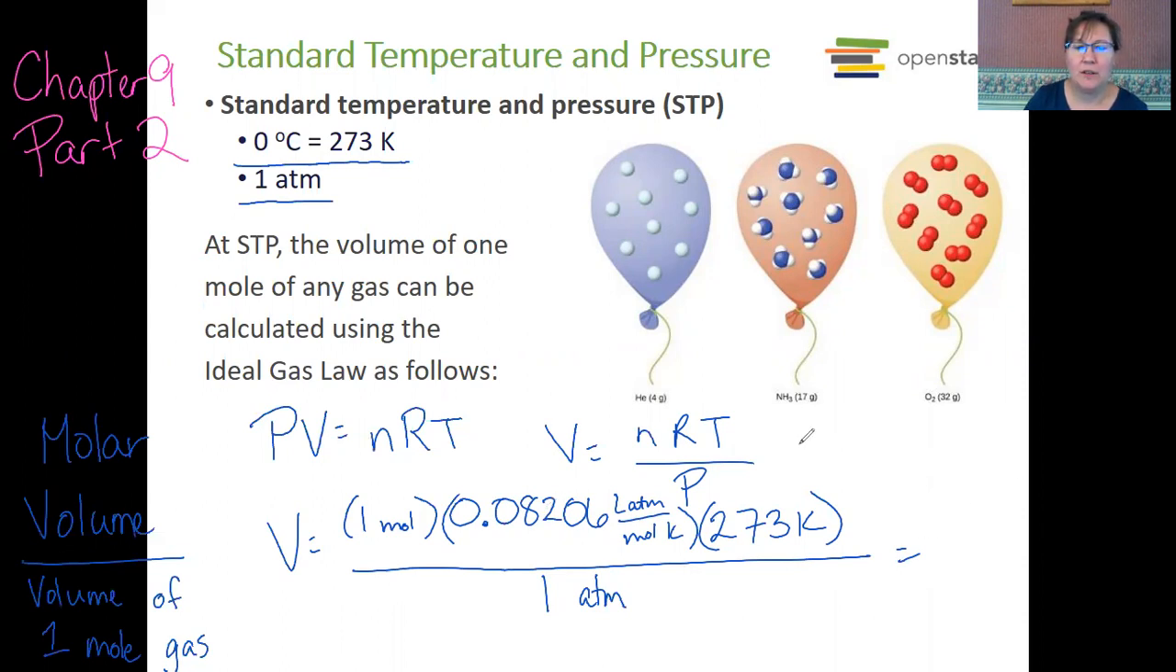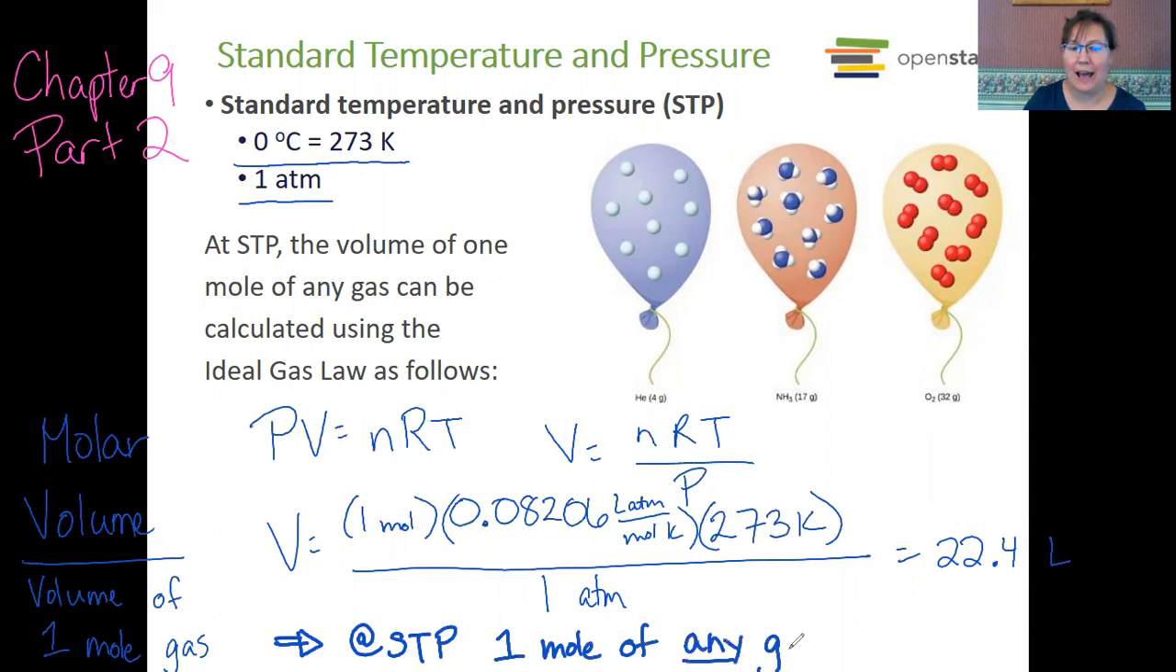Okay, and we can only have 3 significant figures because we started with 273, and that gives us 22.4 liters. All right, so now what does that mean? What that means is that at STP, 1 mole of any gas has a volume equal to 22.4 liters. And you can use that sometimes in gas stoichiometry, but again, only at STP.